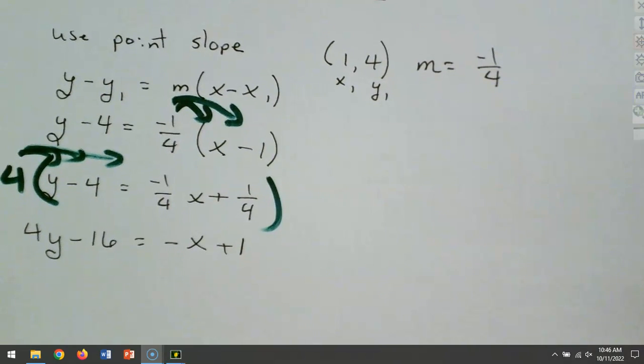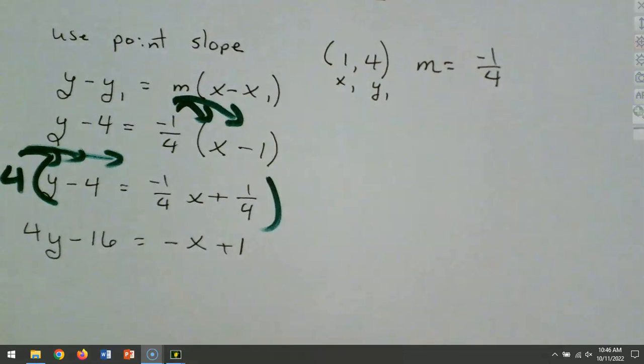We want this in slope-intercept form. So if we want this in slope-intercept form, we need to solve for the variable y. I'm going to go ahead and pass out the sign-in sheet, but we have 2 more questions that we're going to be looking at. So, sign the sign-in sheet.